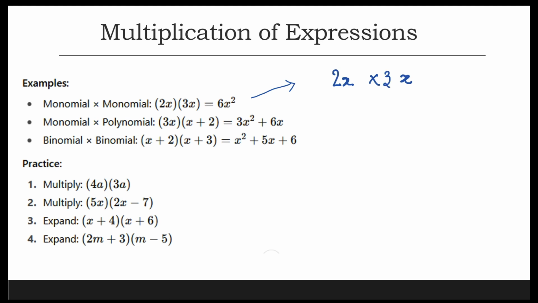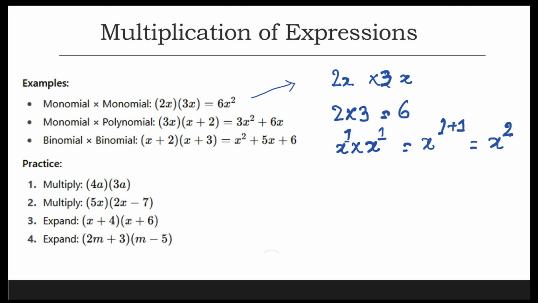right? So in case of coefficient, we will simply multiply them. So 2 into 3 is equal to 6. Now x into x, here the power is 1, here the power is 1. We will add these two powers. So x to the power 1 plus 1 is equal to x square. Clear?